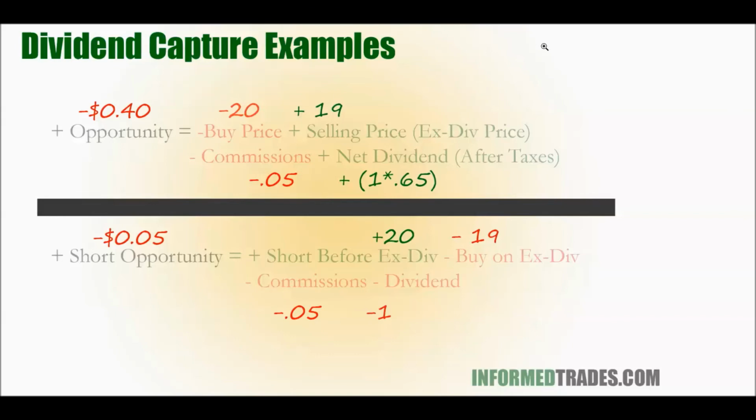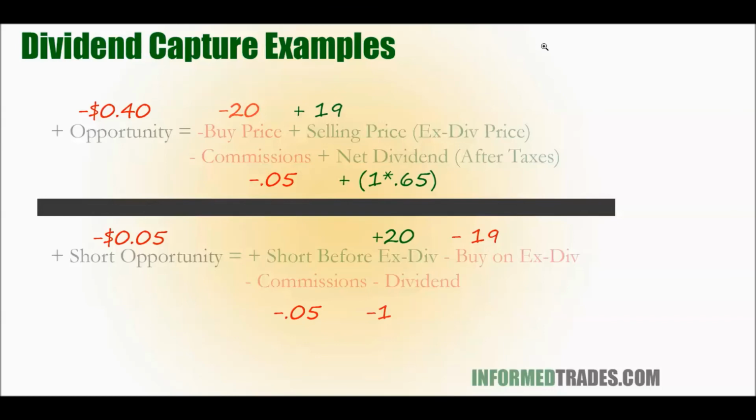Now, often, things don't work out perfectly. The market isn't a perfect example like that. And that often creates the opportunity. But in this particular example, let's say you bought it at 20, you're going to sell it for 19. You have to take out your commissions, which we're assuming are a nickel a share, 5 cents a share.